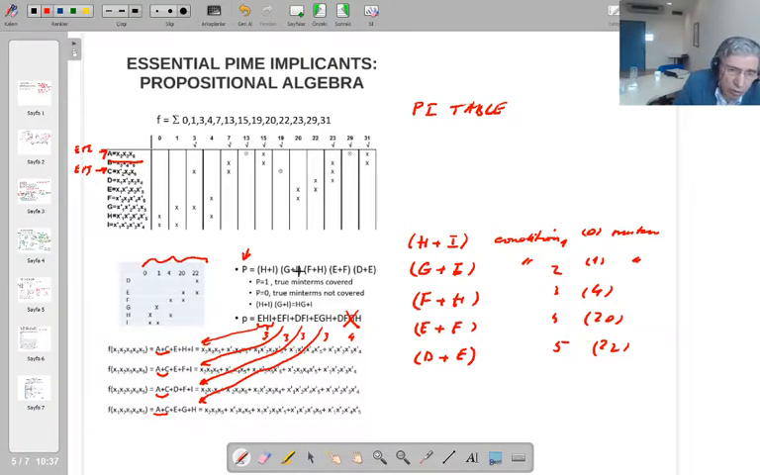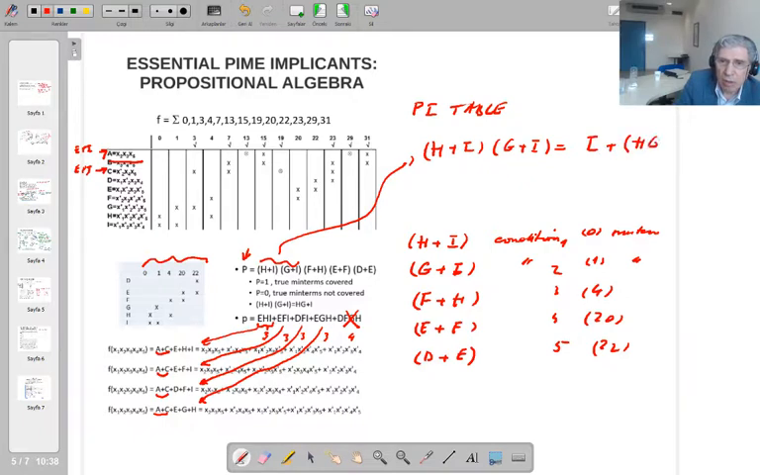How are we going to transfer this form to this form? It takes some time, of course. I'll show you one way of doing it. If you look at these two now, (H + I) times (G + I) is equal to... In Boolean algebra, we have seen that this is a distributive property, isn't it?